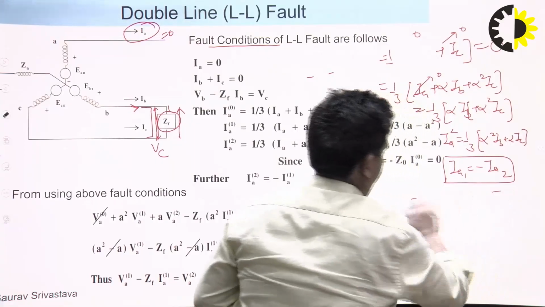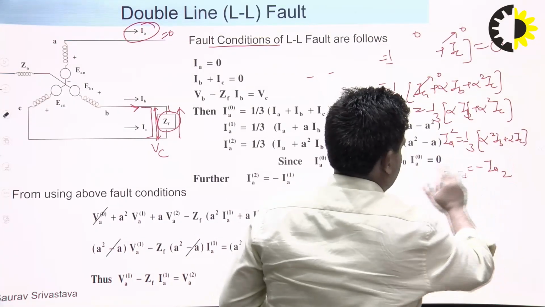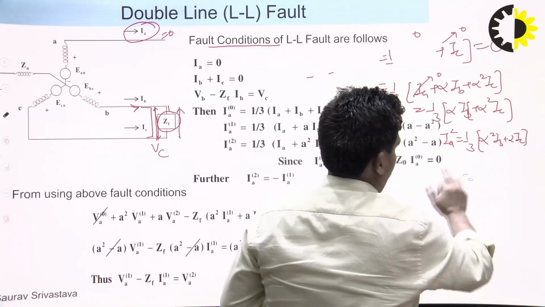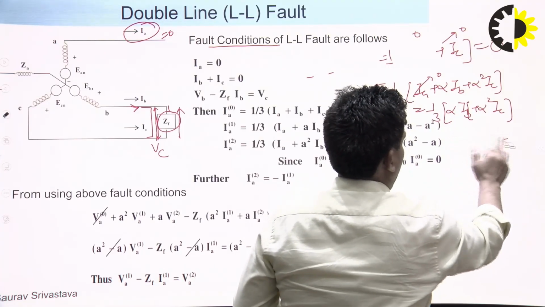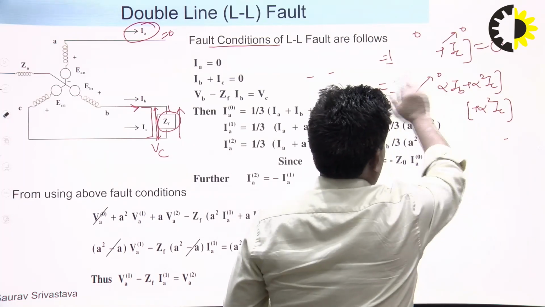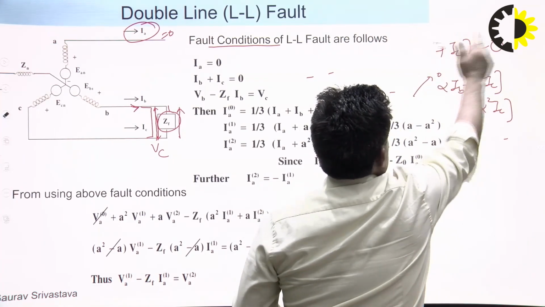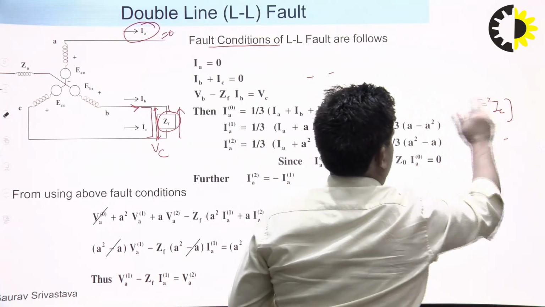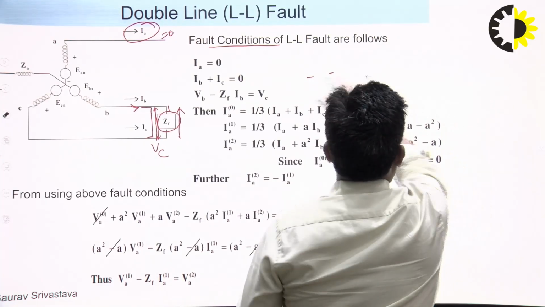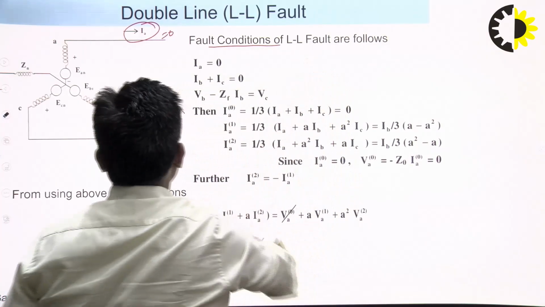So we have already used two boundary conditions, IA is equal to 0 and IB plus IC is equal to 0. So two boundary conditions are used right now. Now we are using the third boundary condition to calculate the symmetrical components fault current IA1. Clear?